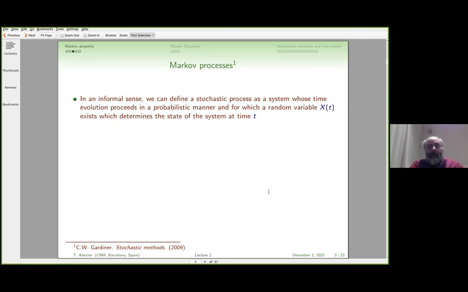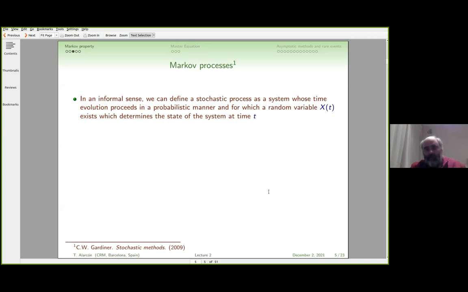Okay, so what is a Markov process? In a very informal way, we can define a stochastic process as a system that evolves in time in a probabilistic manner, and for which we have a random variable x of t that determines the state of the system at time t. We will assume that x is a real variable. Everything that I'm going to do here is going to be in one dimension, but all the results can be generalized straightforwardly to n dimensions.